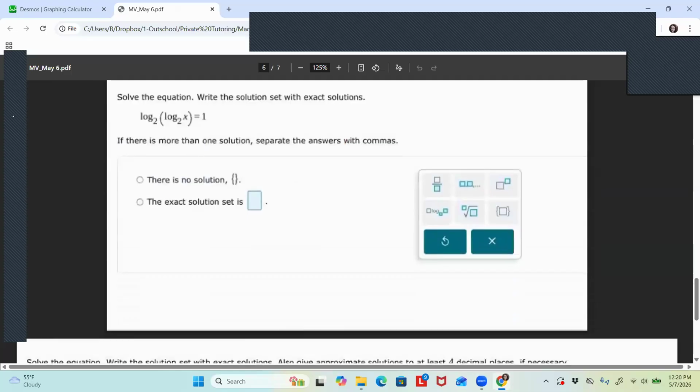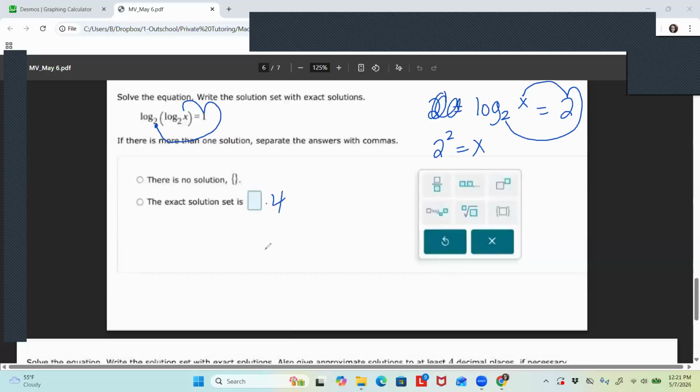Solve. Let's chart. So this would be bump, bump, bump. So 2 to the first is log base 2 of x. Well, 2 to the first is 2, and I'm going to put it over here. We're allowed to do that. And now let's go again. Bump, bump, bump. 2 squared is x, so 4. And you do have to check because that's a log, but that's positive. So just 4, I think.